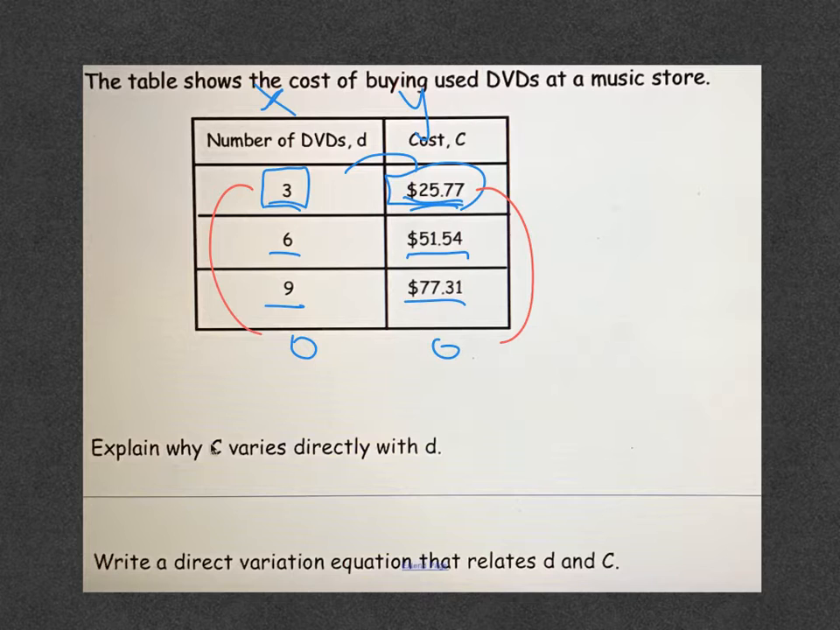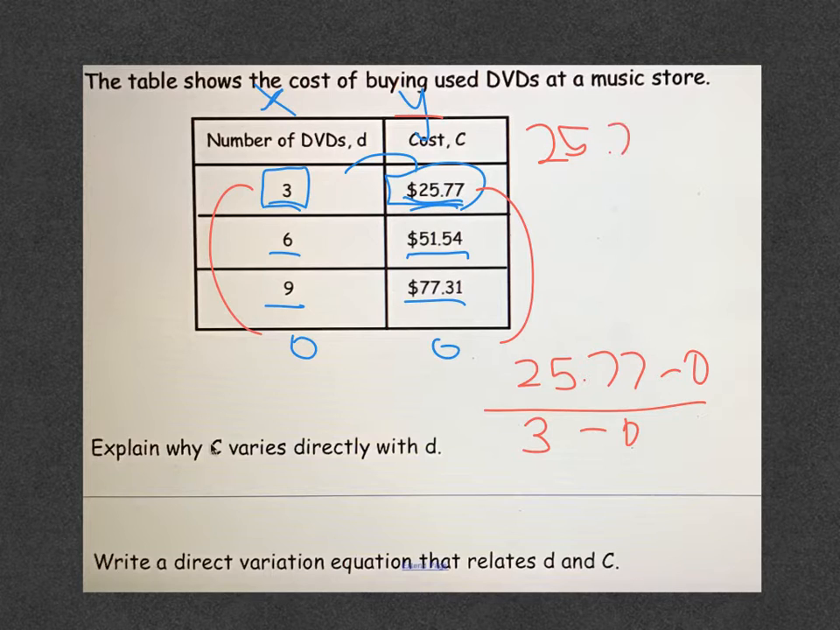I could actually figure out the slope here. So the change in y is going to end up being $25.77 minus 0. The change in x is going to be 3 minus 0. So I just divide 3 into $25.77, and I can write a direct variation equation really easily.